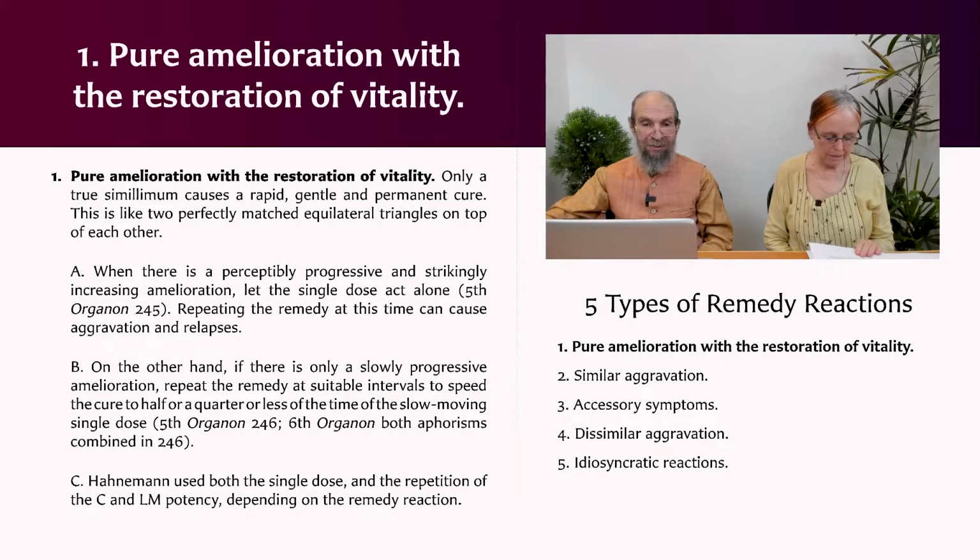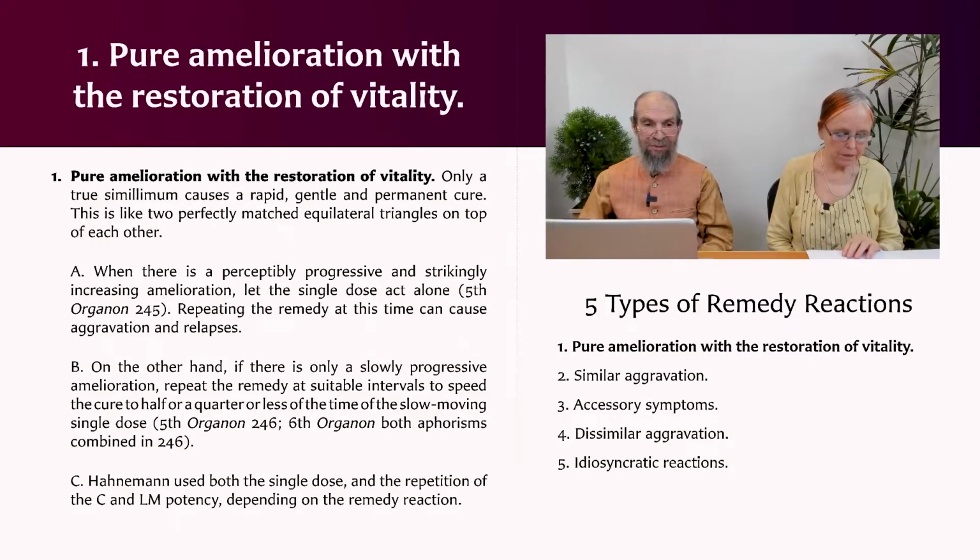On the other hand, if there's only a slowly progressive amelioration, repeat the remedy at suitable intervals to speed the cure to half, quarter, or more less the time of a slow-moving single dose. Hahnemann says it could take up to 30 days, even up to 100 days of slowly progressing. And it's the right remedy, but the reaction needs more stimulation. And for this reason, he introduced the idea of giving the remedy to speed the cure. At suitable intervals, we give the dose.